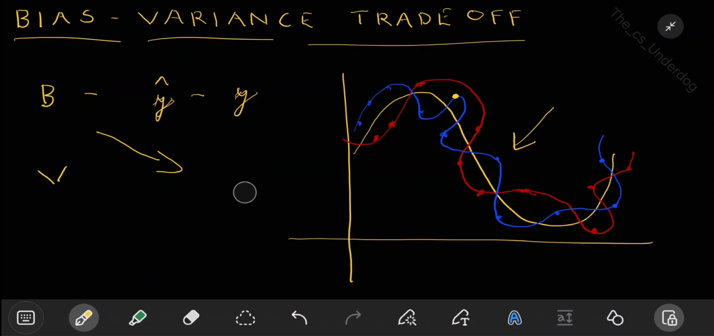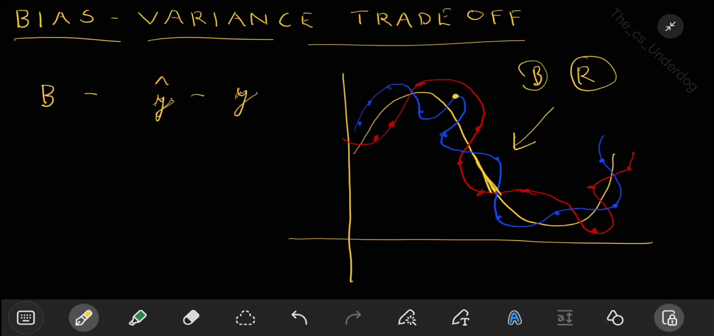What is variance error here? When I gave two different data sets, one is the blue data set and the other is the red data set, with two data sets which are generated from the same function. The yellow line here is the function from which I generated both data sets. So two data sets generated from the same function is giving two totally different regression functions. This is what variance is.